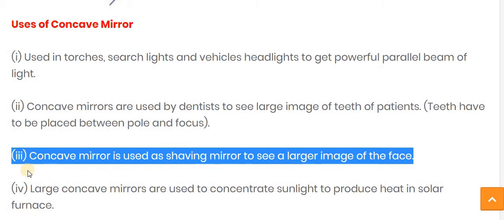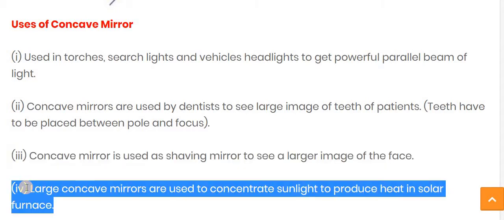Now the third one, that a concave mirror is used as a shaving mirror to see a larger image of the face. So the third use is that it is also used as a shaving mirror. Why? Because it gives a larger image of the face. The fourth one, large concave mirrors are used to concentrate the sunlight to produce heat in a solar furnace.